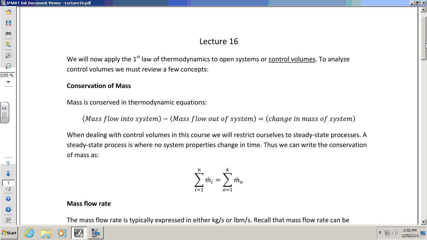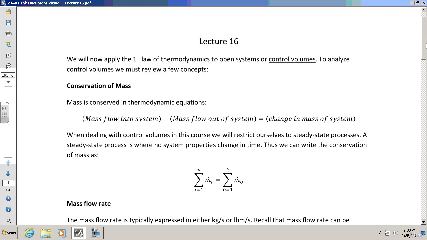Okay, now what we're going to be doing is applying the first law to control volumes. Instead of looking at just closed systems, we're going to be looking at control volumes, and that's where you have mass flow in and out of a system. And for the most part in this class, we're going to be dealing with control volumes from here on out because it tends to be more applicable to most applications.